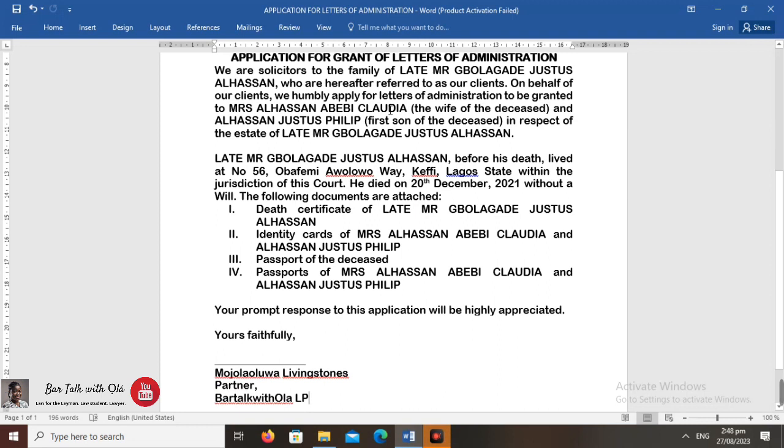And you must put the name of this person. So if this person has an alias, maybe he was alias Baba Jeje, you need to put it: late Mr. Bolagade Justus Alasan, also known as Baba Jeje in his lifetime, who before his death lived at number 56 Obafemi Awolowo Way, Kefi, Lagos State.